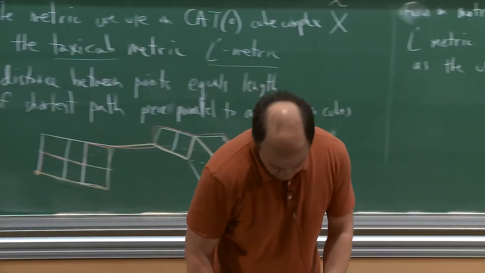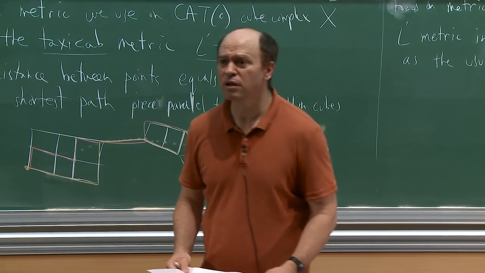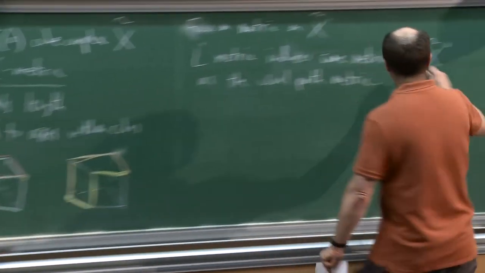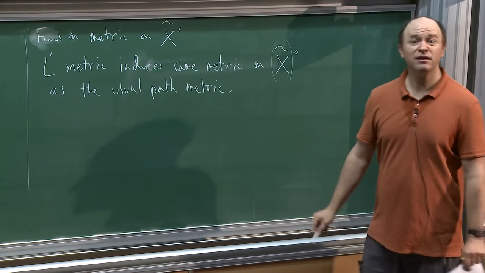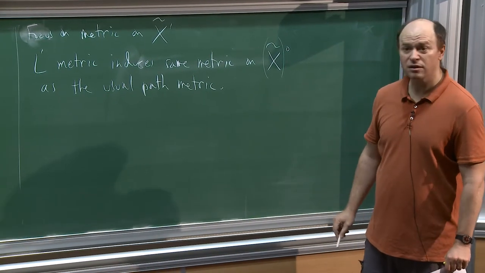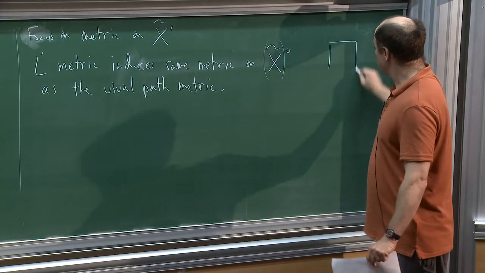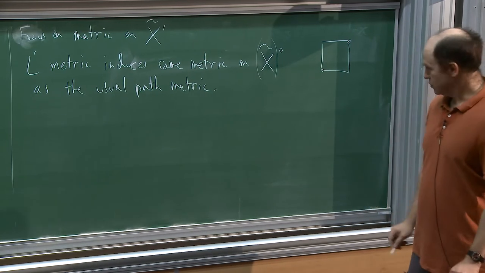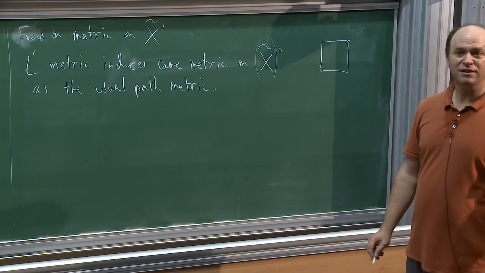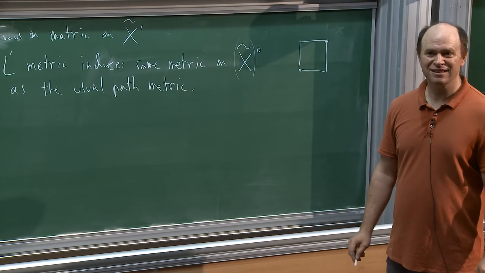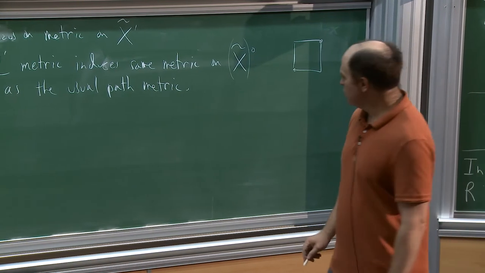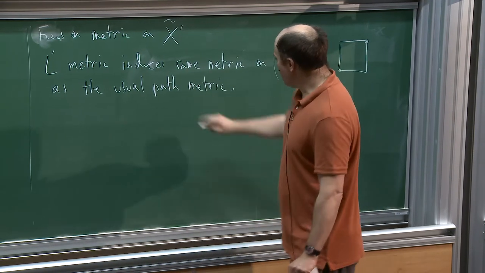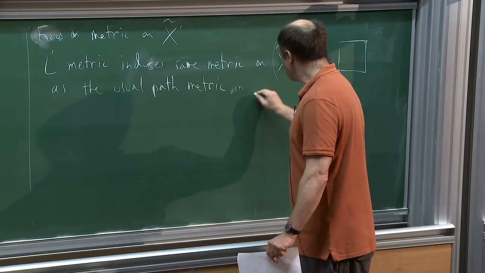So when you write X0 tilde, this is the set of zero vertices? Yes. So this really means that. But then if you have a square and two opposite vertices, the distance is square root of 2 in the previous metric, and now it is 2, so it is not the same metric. Right. Yes. So it induces the same metric on X to the 0 as the usual path metric on the 1-skeleton.